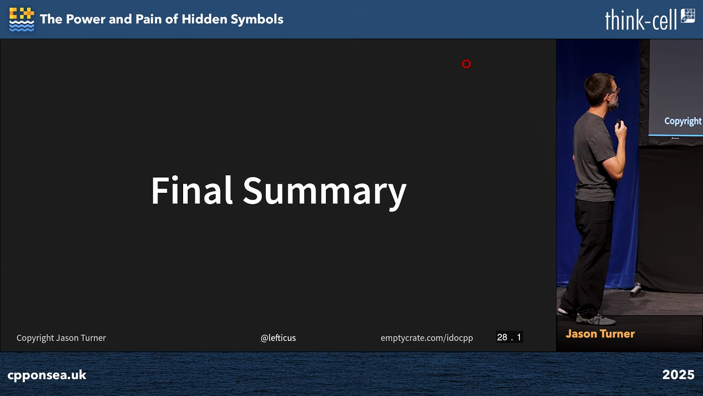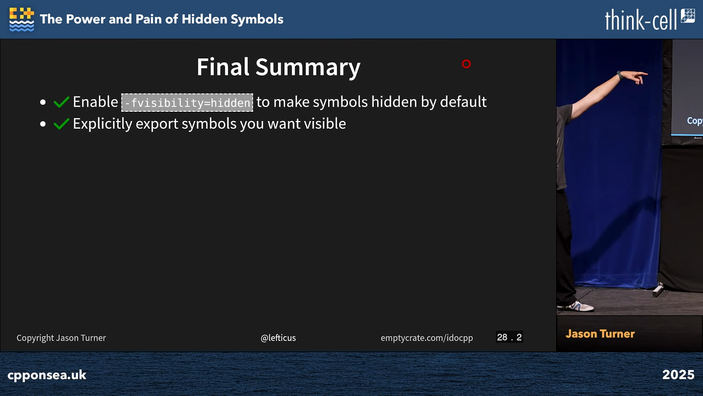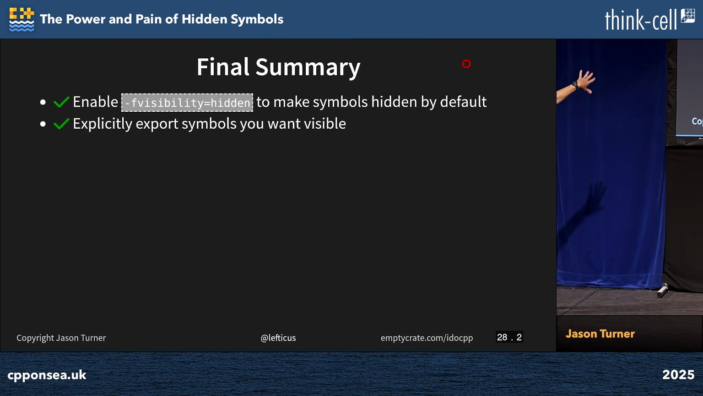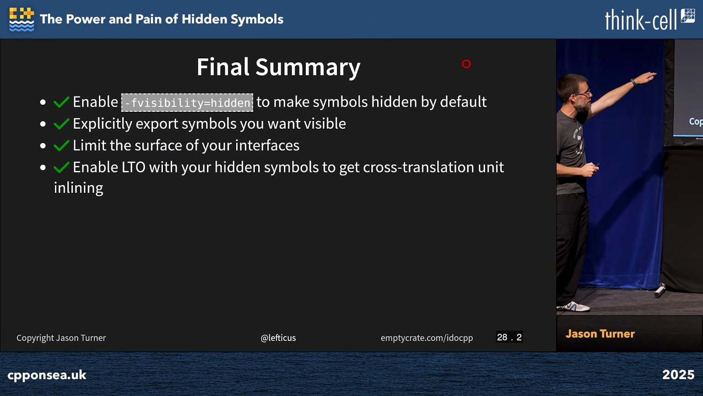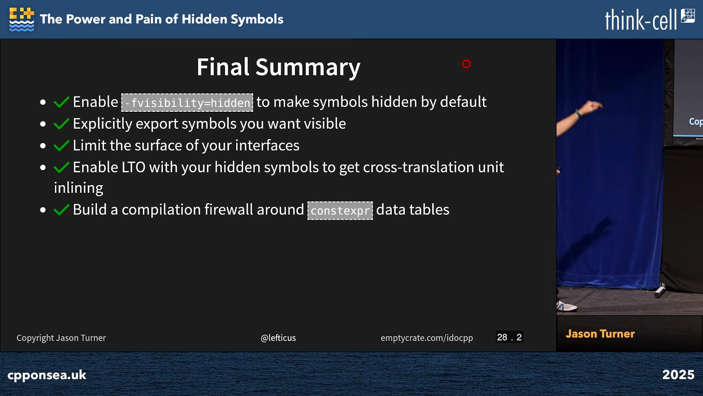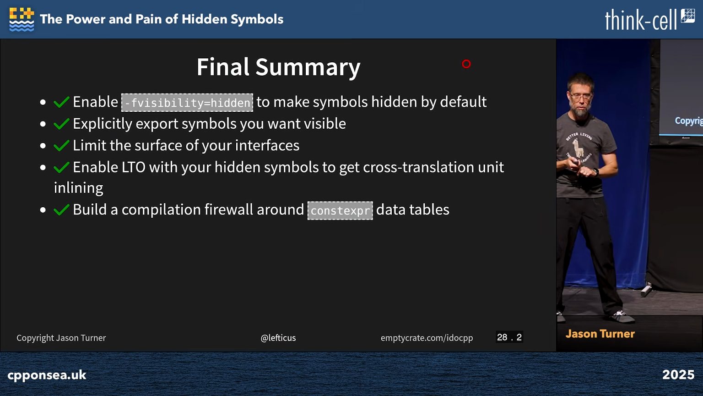I have 3 minutes left. So the final summary, visibility hidden. I know some of you took slides on the previous summary, and this is the actual summary. I took pictures. Explicitly export the symbols you want visible. Limit the surface area of your interfaces. Enable LTO. Build a compilation firewall around your constexpr data tables.